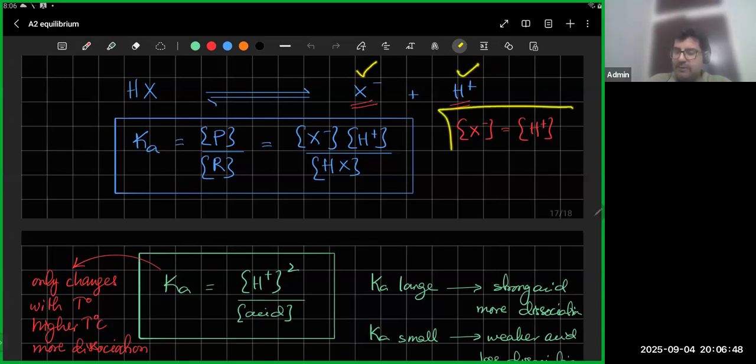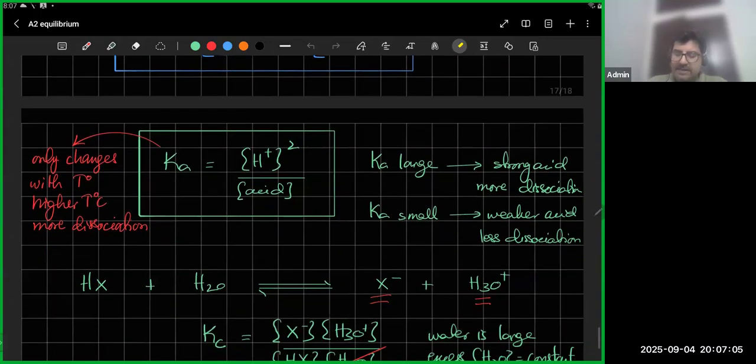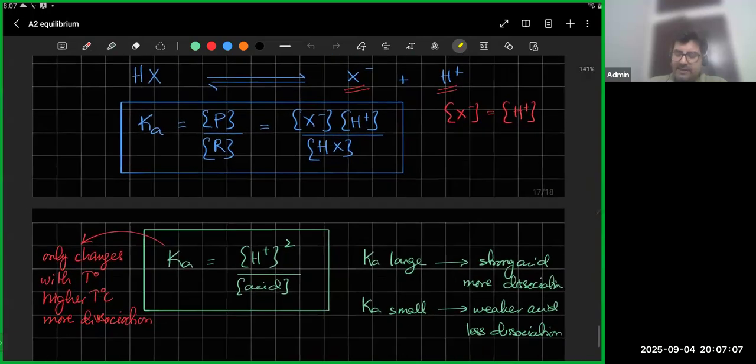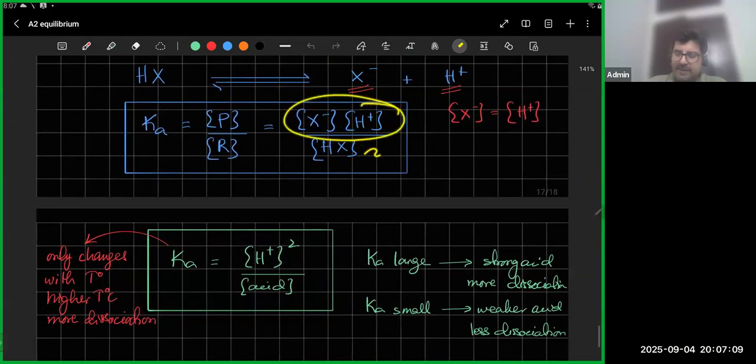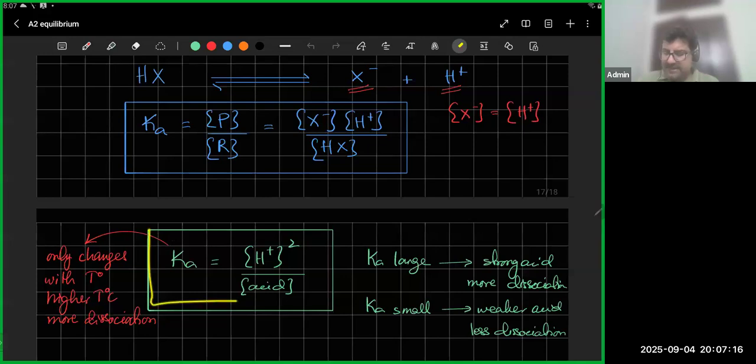So your expression, your numerator, could be written as just H plus squared. Instead of writing X minus and H plus, because both of them have the same concentration, you can just write it as H plus squared. So for a weak acid, this expression turns into H plus squared divided by the acid concentration, and this is then your overall expression.